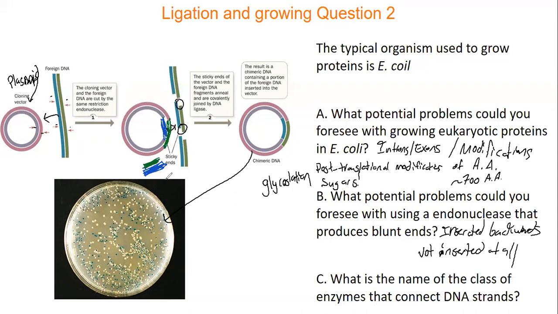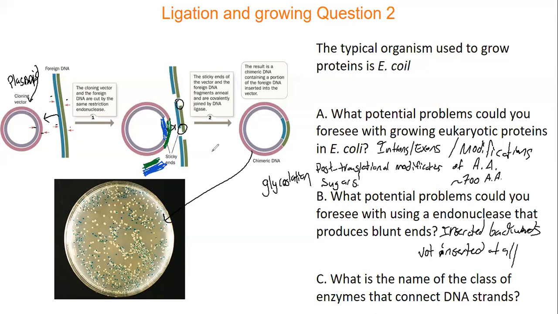So what you actually see when you do experiments of this is that if you create a blunt end DNA, insertion into a plasmid is much, much lower than if you created a sticky end cut. So blunt ends are worse. You want to avoid blunt ends if you can.